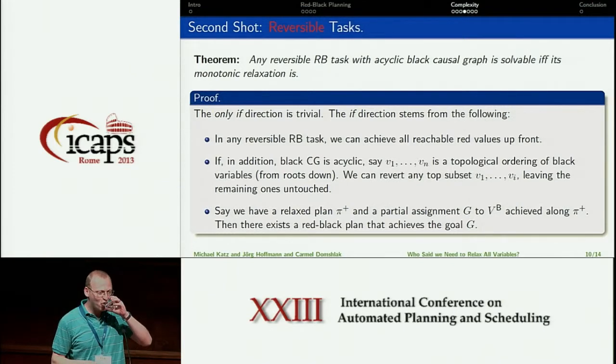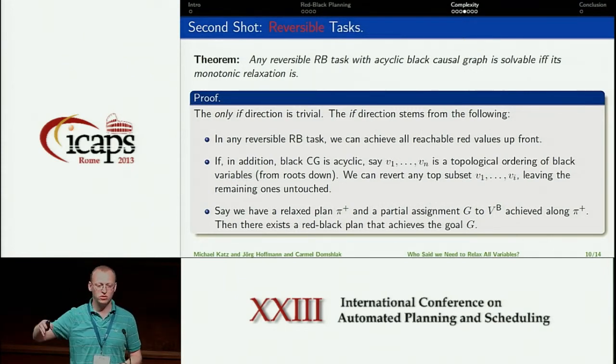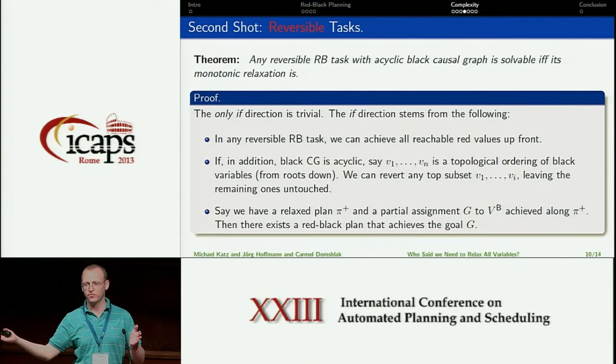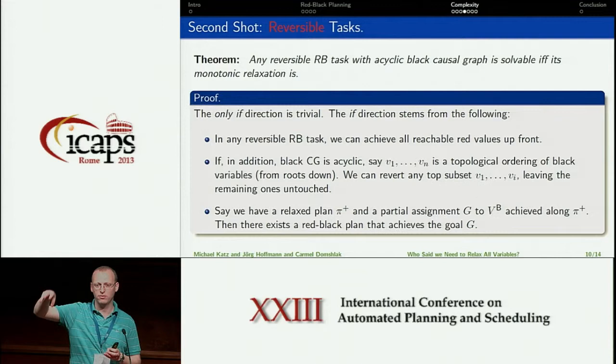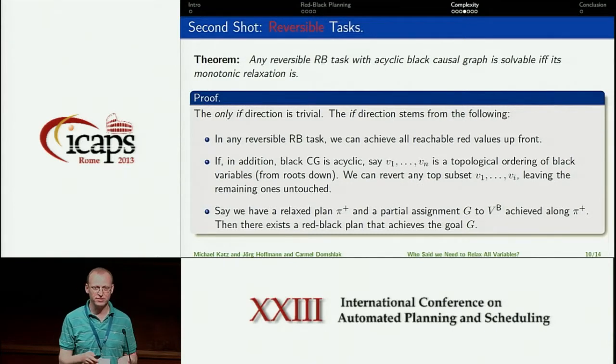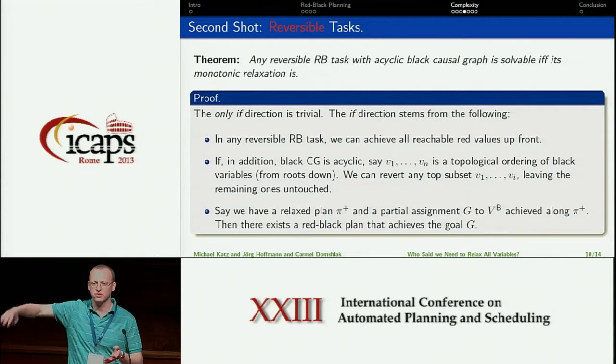And the second one says that if your black causal graph is acyclic, then you have some topological ordering of black variables from roots to leaves. And once you get to some state, you can actually revert back to the initial state only a subset of the top variables in that order and leave the rest untouched. That's pretty simple, right? You don't actually need those values for changing the upper ones.